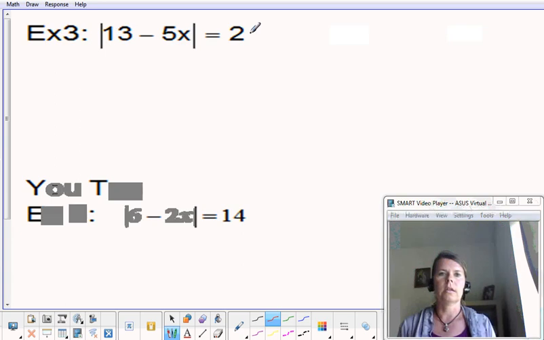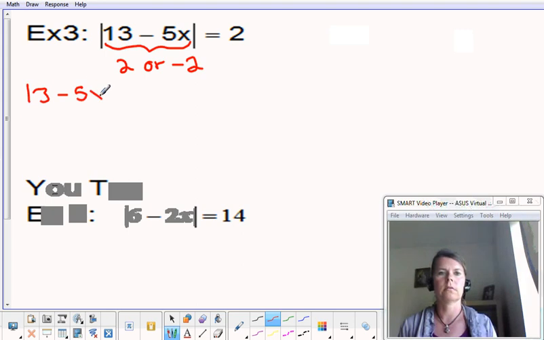Okay, so again, first step, write your two equations. What two numbers could go right here? Well, it could be 2. 2 is 2 away from 0 on the number line, or negative 2. So here's your two equations. 13 minus 5x equals 2, and 13 minus 5x equals negative 2.